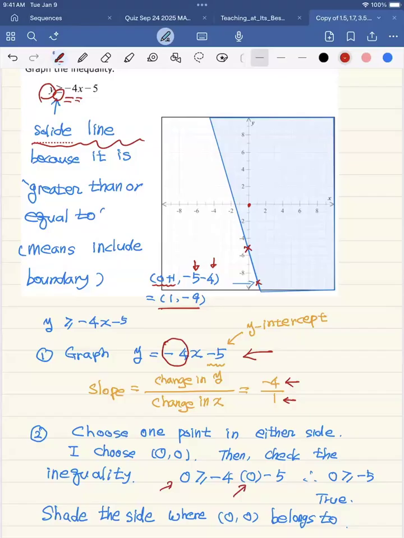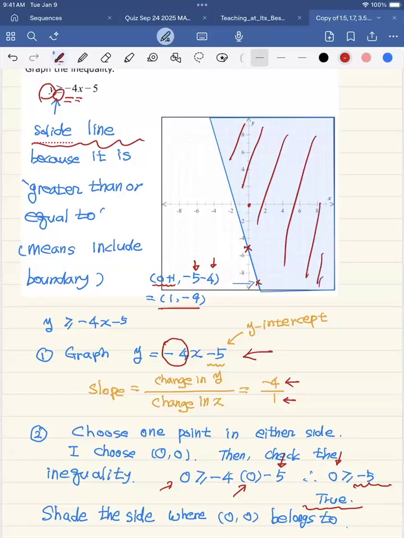So by plugging in those coordinates in the inequality, we know that the left side is 0 and the right side is -5. So what we know is this is a true statement because 0 is greater than or equal to -5. So as I said, the entire side of the plane that contains 0 will be the solution set. So that must be the right side of the straight line.